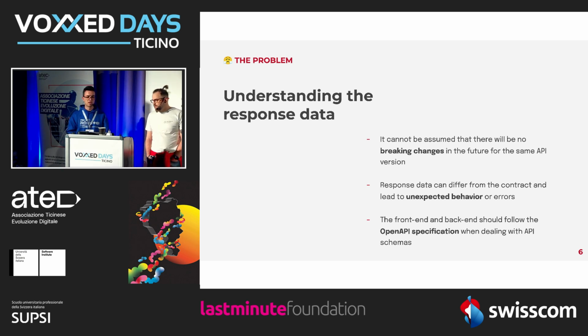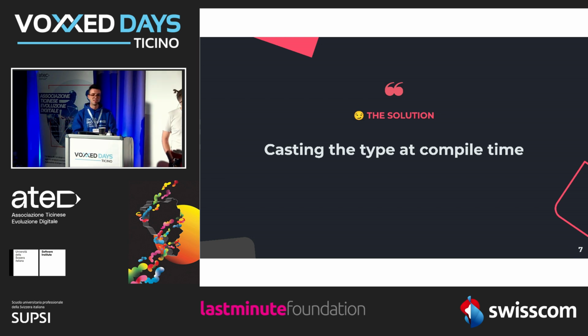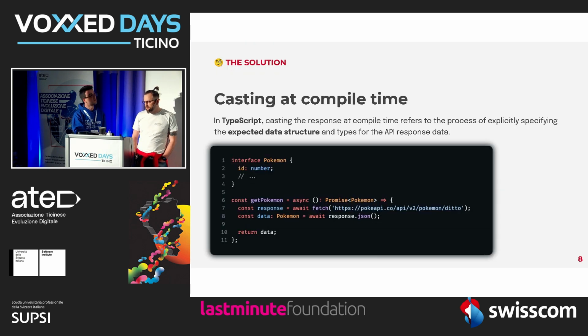You might think the first solution with TypeScript could be to cast the type at compile time, either inferring it from the OpenAPI specification or creating it from scratch. So let's take an example. Here we can create an interface called Pokemon, which contains the ID field, among others, which are irrelevant for now. The getPokemon just below will fetch the Pokemon Ditto API, and we expect it to be a JSON, and in particular a Pokemon with a Pokemon shape.